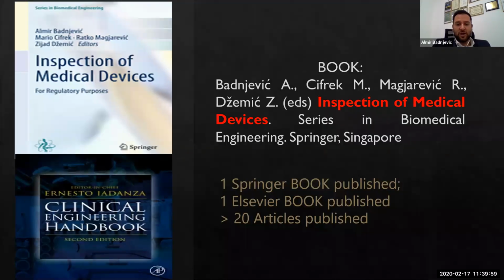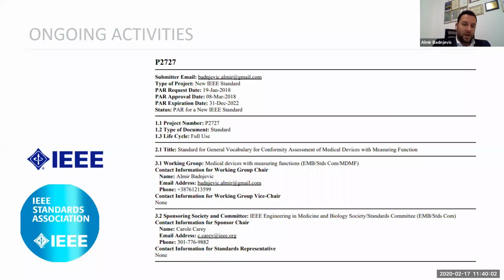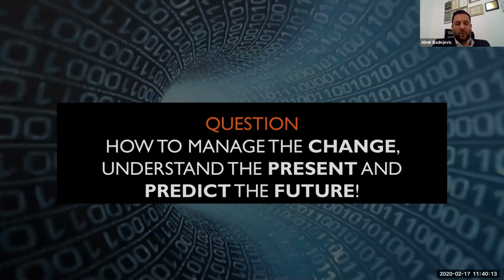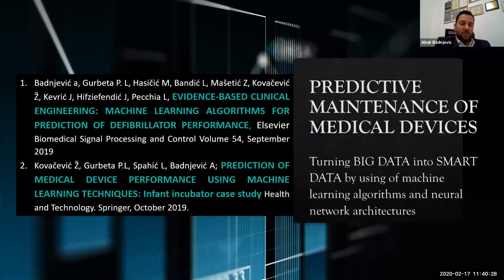Some of the books which I already mentioned are published, and more than 20 articles are published too. A very interesting thing is that we started with these IEEE standards, which I already mentioned. But we came to a question which is very interesting nowadays: how to manage the change, understand the present and predict the future. Of course, many of you are already thinking about neural networks and machine learning algorithms. And yes, by analyzing the data and measurements we got through this annual verification or inspection, we found out that by using machine learning and neural networks, we can predict the values of those medical devices, and we can even predict when some of those devices will fail.